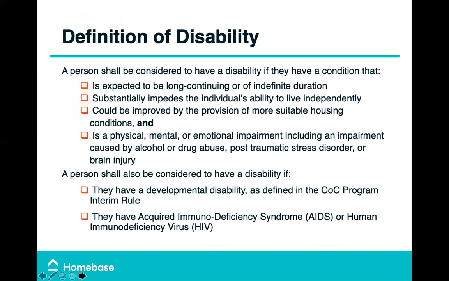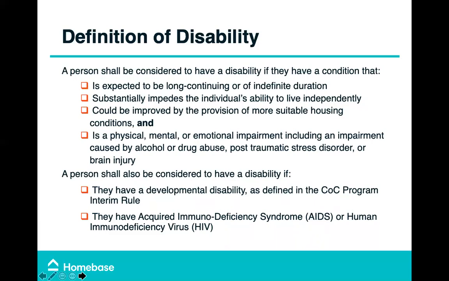Okay, before we get into the next two allowances, I'm going to provide you with HUD's definition of disability, because this will help you determine who is eligible for those next two allowances. So according to HUD, a person shall be considered to have a disability if they have a condition that is expected to be long continuing or of indefinite duration, substantially impedes the individual's ability to live independently, could be improved by the provision of more suitable housing conditions, and is a physical, mental, or emotional impairment, including an impairment caused by alcohol or drug abuse, post-traumatic stress disorder, or brain injury.